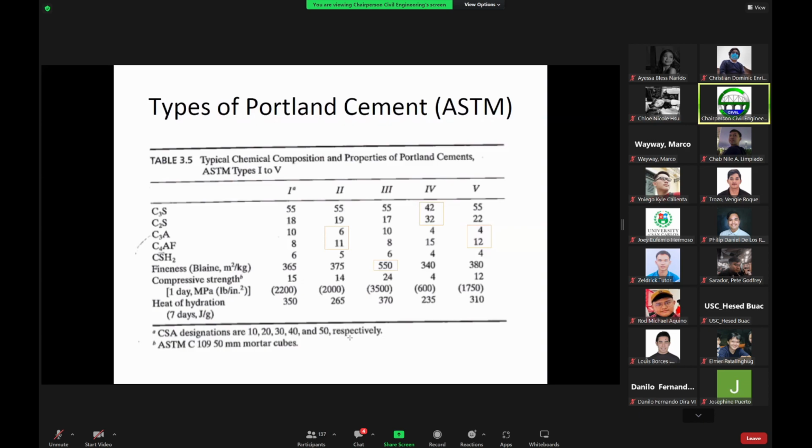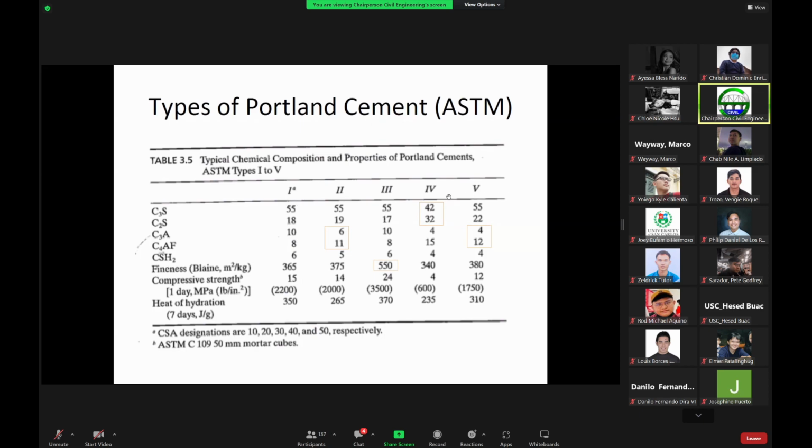Okay, this table shows you the typical chemical composition of your ASTM types 1 to 5 Portland cement. So you remember the notations I told you to familiarize, very first slide. So you have your calcium silicates, the first two, then the calcium aluminates. Then here we have gypsum.